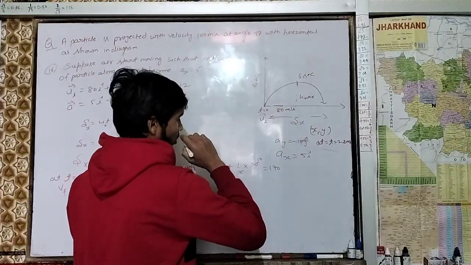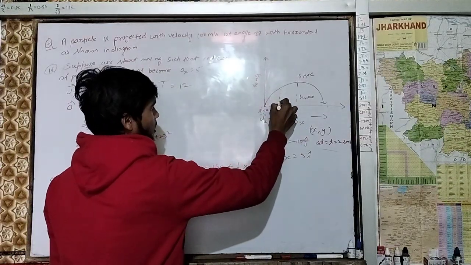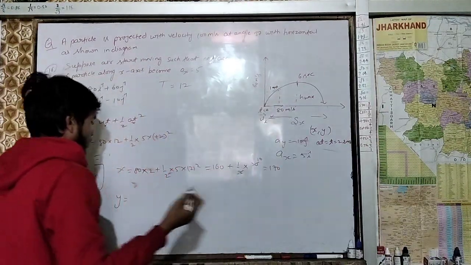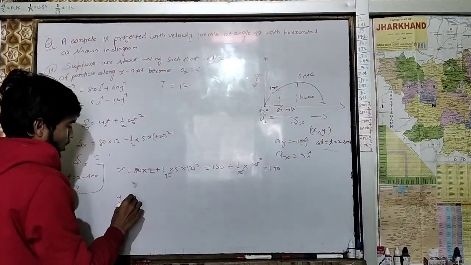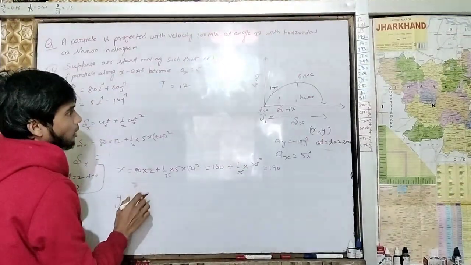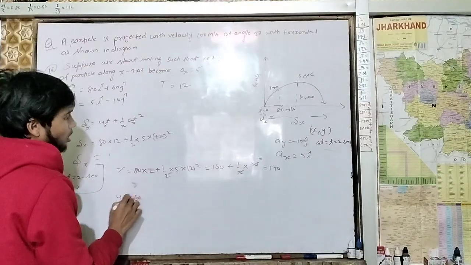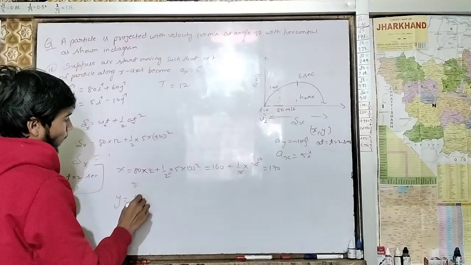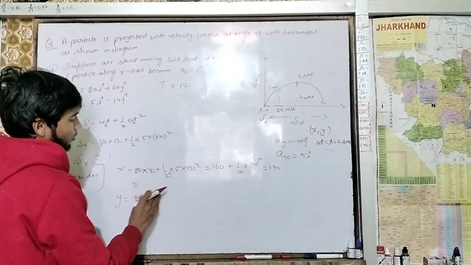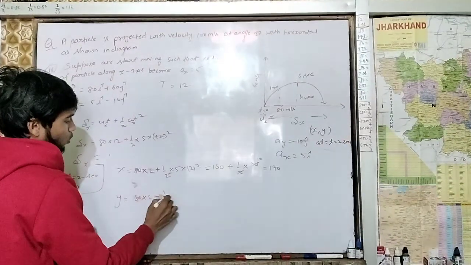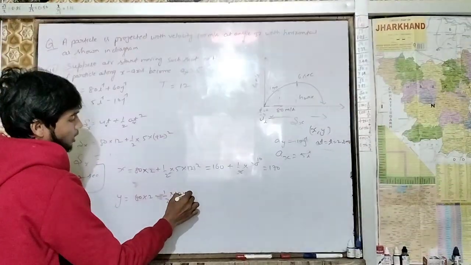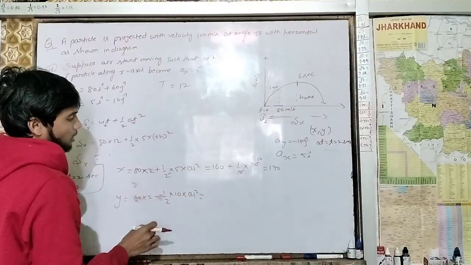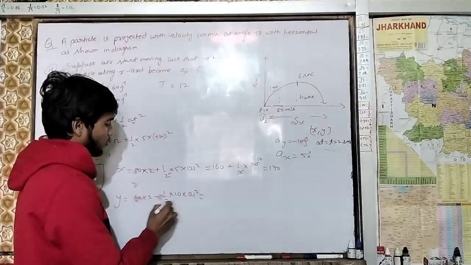Means at 2 seconds, this x will be our 170. What about y? Y is 60. This is 60, uy, okay. Uy is 60 multiplied by 2. This will be our minus 10. So 1 by 2 times 10 multiplied by 2 raised to power 2. Just we replace this 5 by 10. Okay, this 5 by 10.